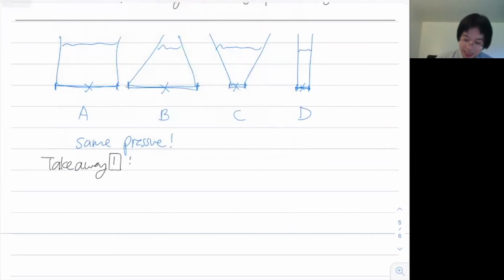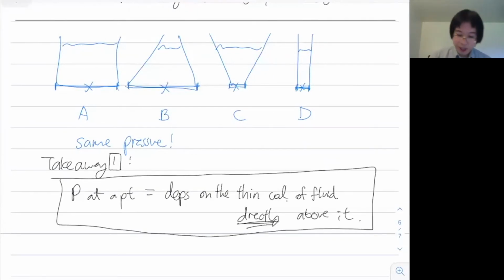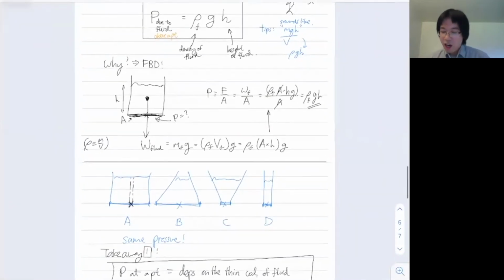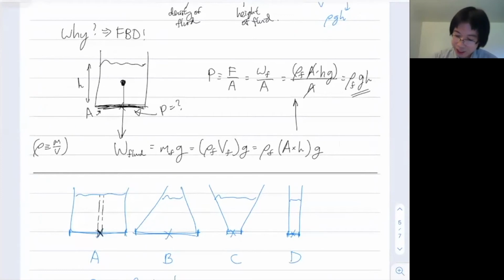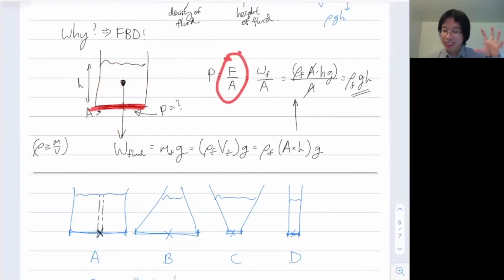Important takeaway number 1 is that the pressure at a point only depends on the thin column directly above it. So what I mean is, this point over here only really depends on a slice like that. Because if you look at the formula a little bit more, let's analyze this more scientifically. What's going on here? Sure, actually, the whole fluid is pushing down on here. But notice, the bigger the chunk of fluid, the bigger the base area. So if you look at the formula over here, yes, the more fluid does increase the weight.